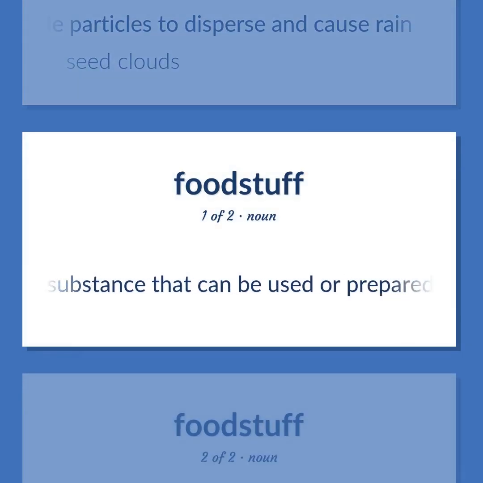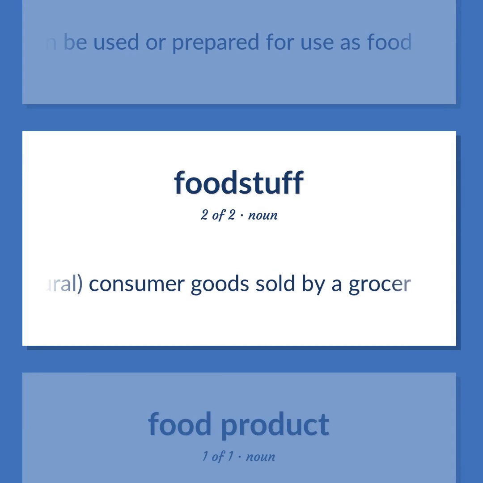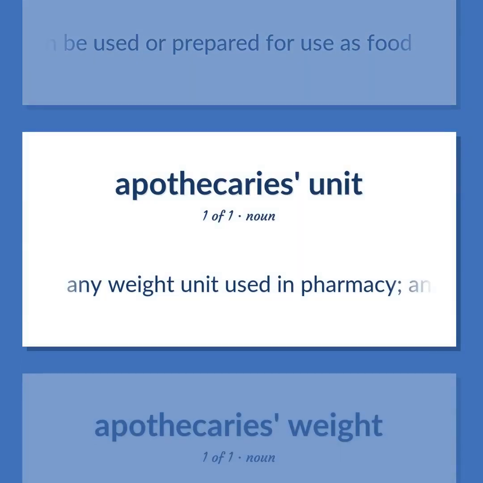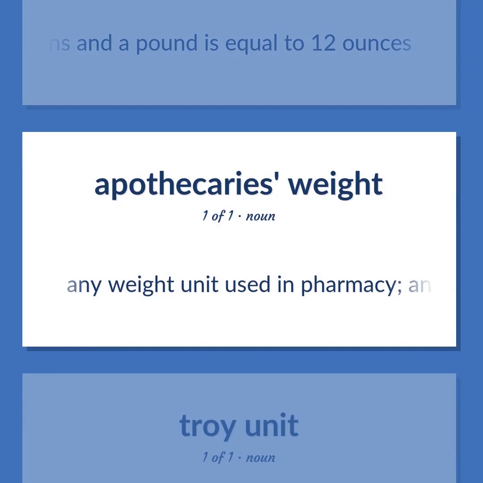A substance that can be used or prepared for use as food. Usually plural, consumer goods sold by a grocer. A substance that can be used or prepared for use as food. Any weight unit used in pharmacy. An ounce is equal to 480 grains and a pound is equal to 12 ounces.